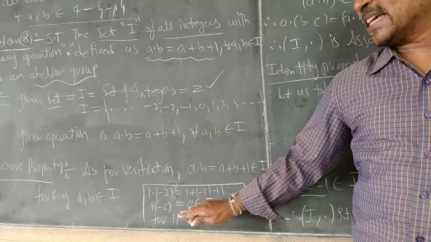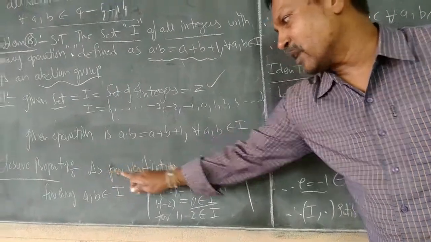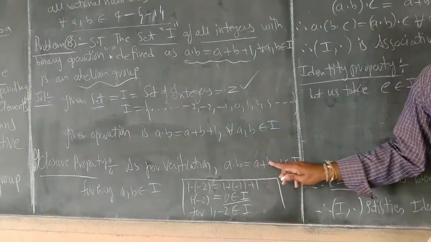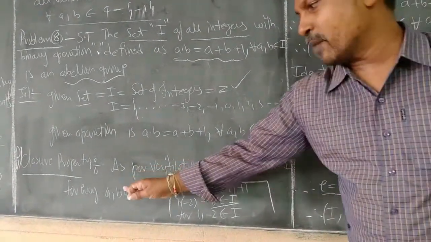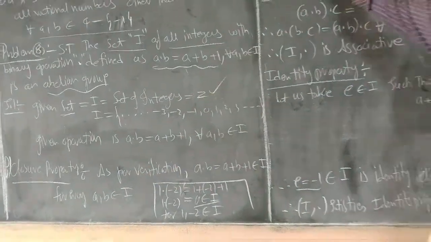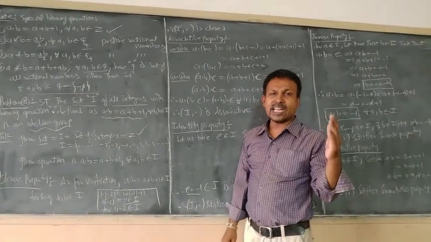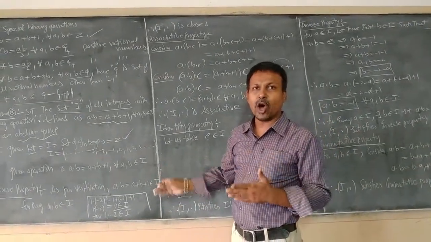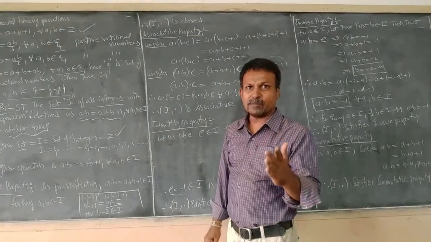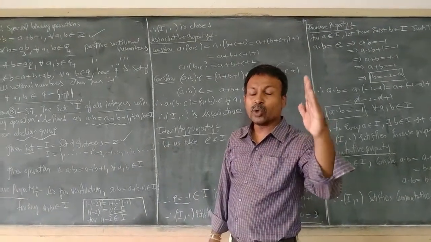Therefore with this example and as per verification, a dot b is equal to a plus b plus 1 belongs to I for every a comma b belong to I. We conclude that I comma dot is closed. That is, I satisfies the closure property with respect to the given binary operation a dot b is equal to a plus b plus 1 for every a comma b belong to I.